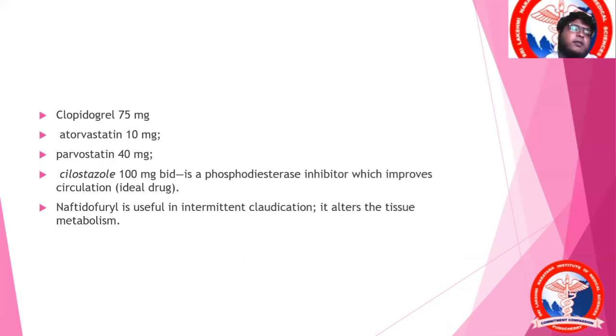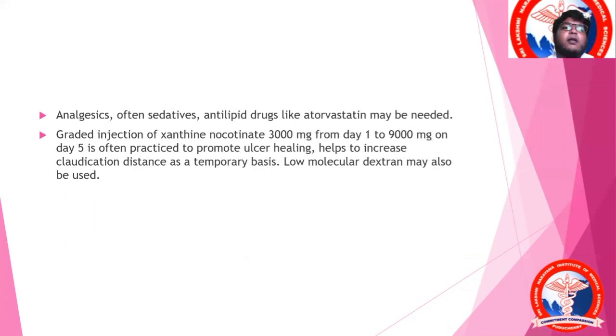Then we give naftidrofuryl. It is useful in intermittent claudication as it alters the tissue metabolism. Analgesics, sedatives, and anti-lipid drugs like atorvastatin may be needed. Graded injection of xanthinol nicotinate, 3,000 mg on day 1 to 9,000 mg on day 5, is often practiced to promote ulcer healing. It helps to increase claudication distance on a temporary basis. Low molecular weight dextran may also be used.